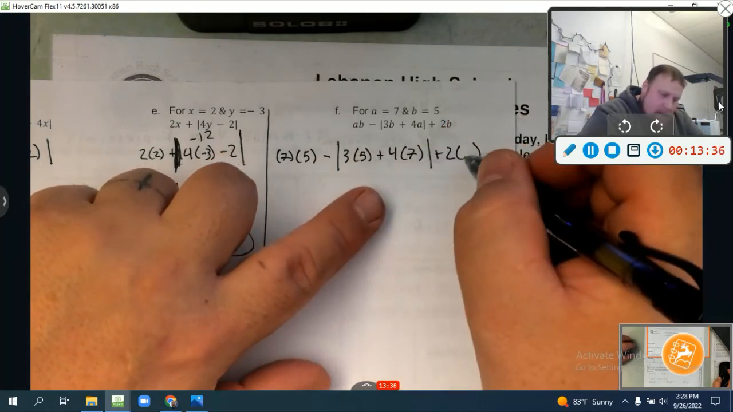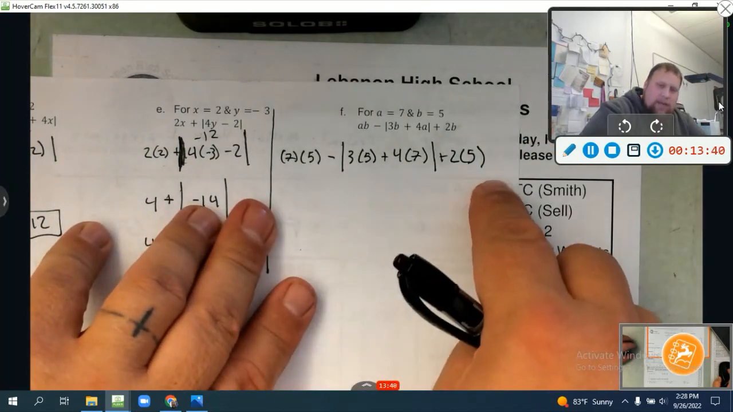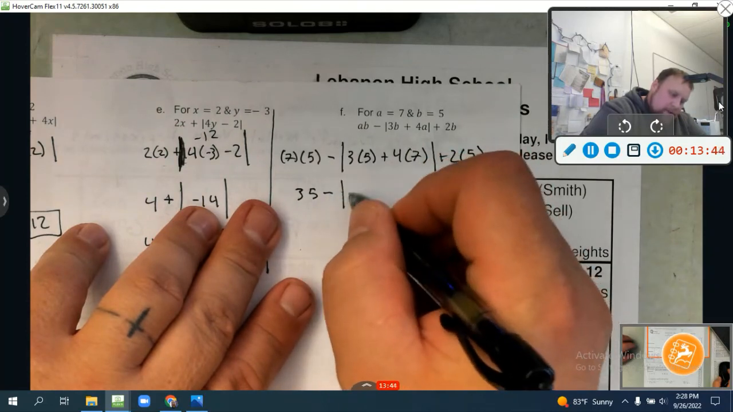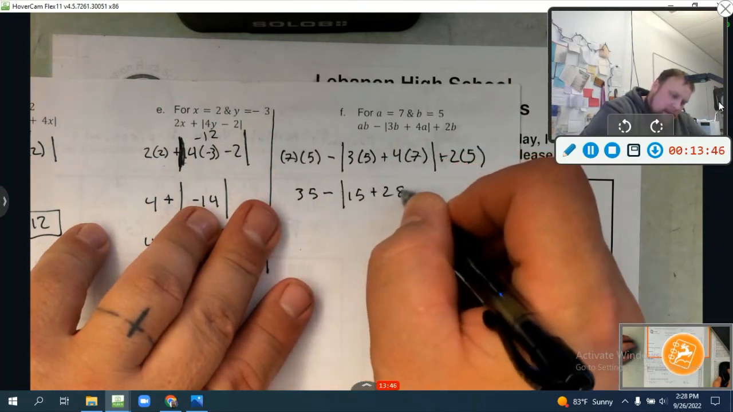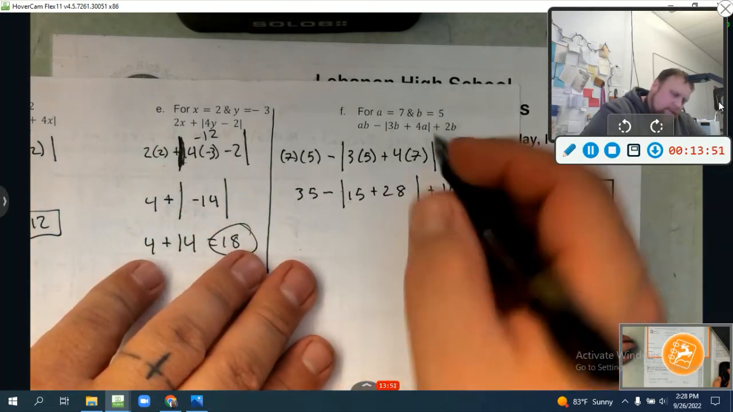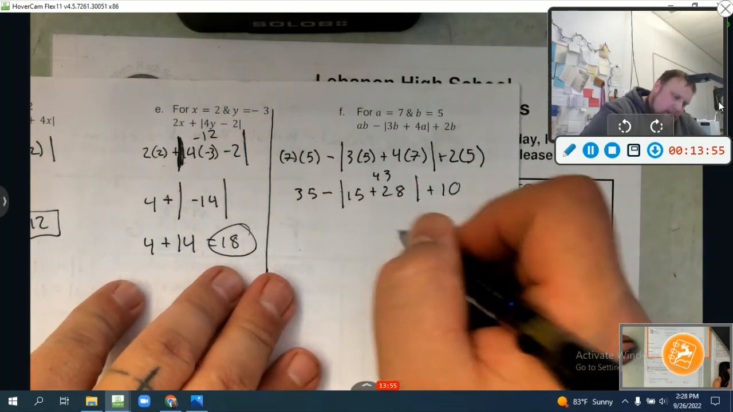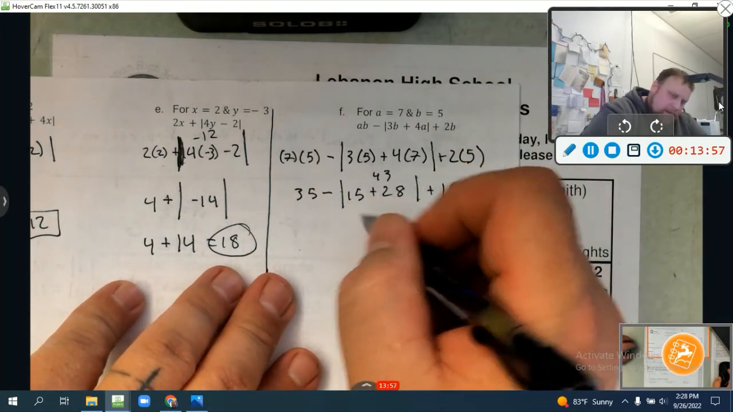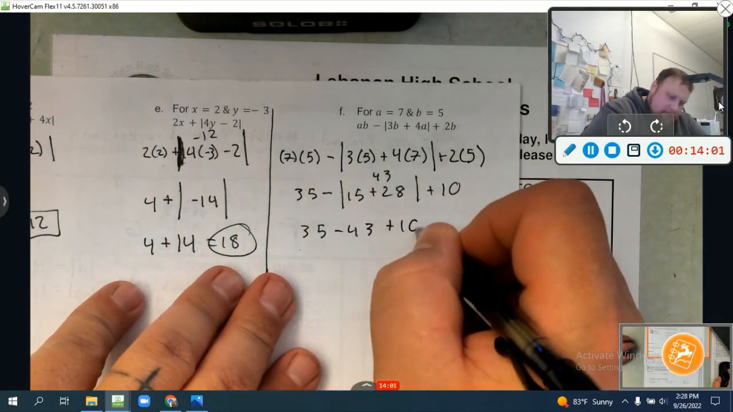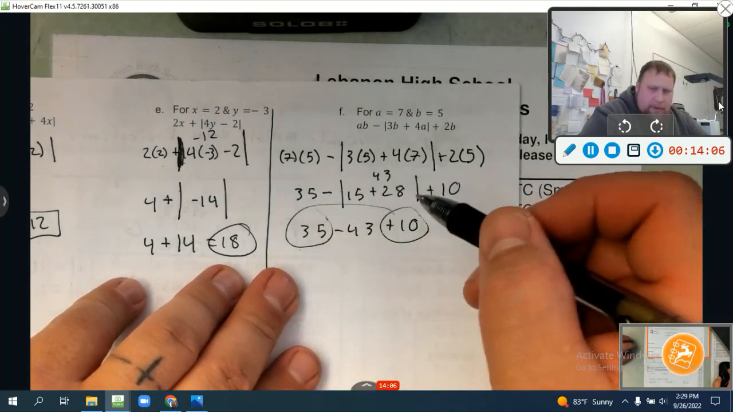Lots of multiplication right in the first step. So 7 times 5 is 35 minus the absolute value of 15 plus 28 plus 10. 15 plus 28, 38, 43, right? So I have, what's the absolute value of 43? It's just 43. So 35 minus 43 plus 10. I'm going to go ahead and add 10 to 35 because order doesn't really matter here. So I'm going to get 45 minus 43, which equals 2.